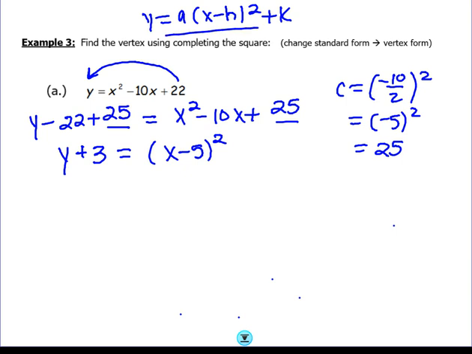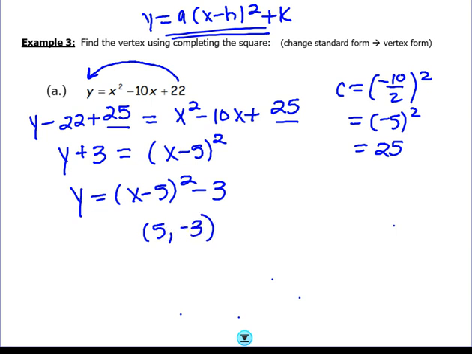Well, remember, my goal is to get it to look like this. So all I simply need to do is move the 3. And now it's in vertex form. And so my vertex is (5, negative 3). Like I said, you're going to use this process with conics next year. Let's practice one more.